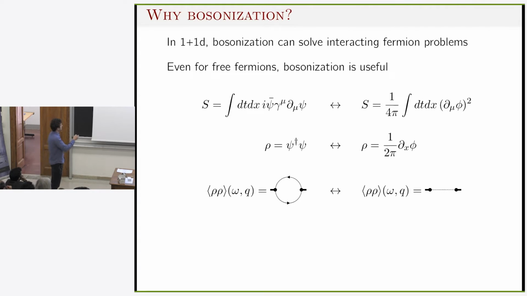Let's look at the density operator in this theory. In the fermion language, it's a fermion bilinear, whereas on the boson side, it's going to be linear in the boson field. And this is what's going to lead to some simplifications.